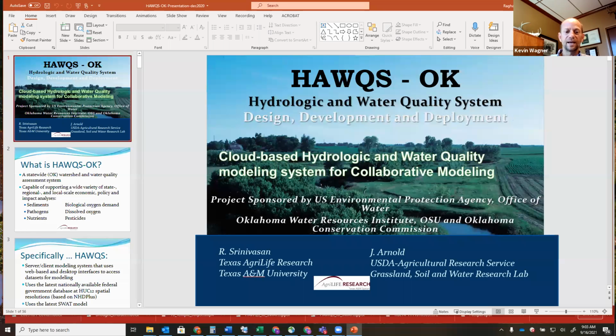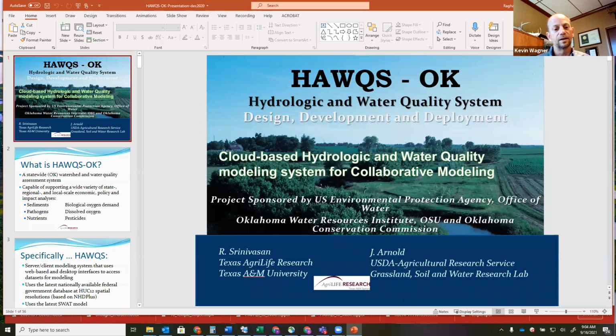Essentially that involved providing some customized input data for Oklahoma. So improve some of the land cover data for the state, some of the crop data, higher resolution soils, as well as DEMs were put in, utilize some of the weather data and stations that we have available here in Oklahoma, integrated some more extensive point source data. So we made a lot of improvements to the national HAWQS as we developed the OK-HAWQS.